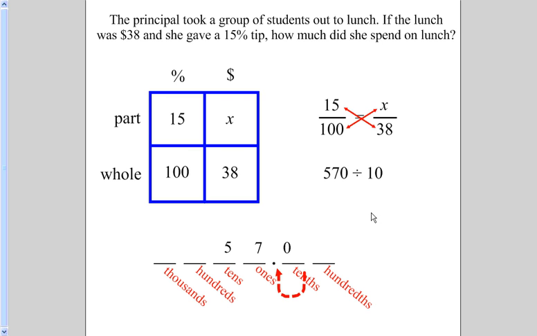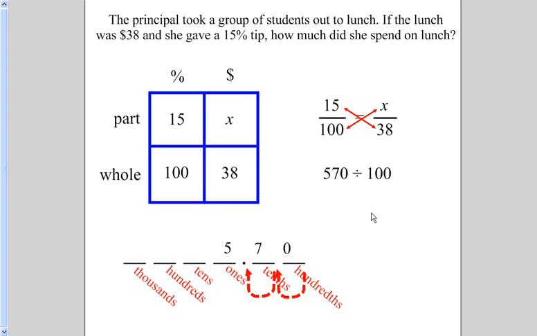And if we're dividing by 100, we would be moving the decimal over 2 places to the left, which is what we're doing here. 570 divided by 100 is 5 and 70 hundredths, or in this case, since we're talking about money, $5.70. And that is the answer to what the tip is. That's what X equals. That's $5.70. That is the cost of the tip.